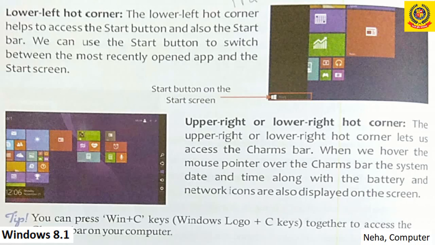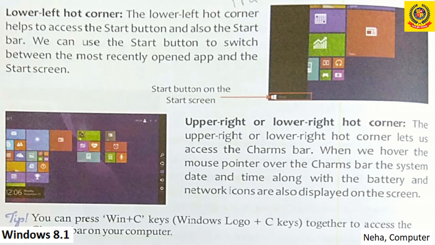And next we can see the upper right or lower right hot corner. It leads to access to the charms bar, where we can just move the mouse pointer and we can change the date time setting. We can check the battery, and the network icons can also be checked. So these all are the functions which we can check with the help of the upper right or lower right hot corner.